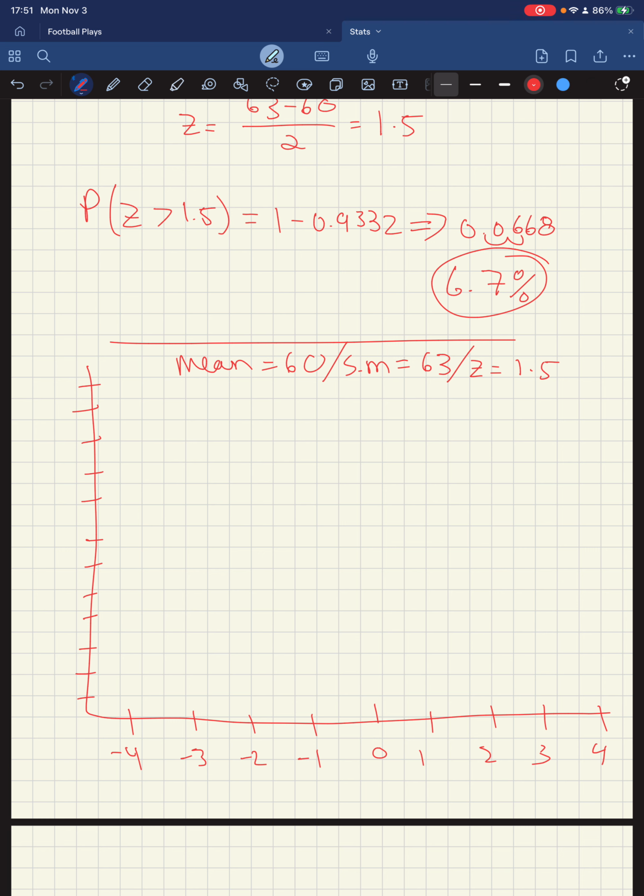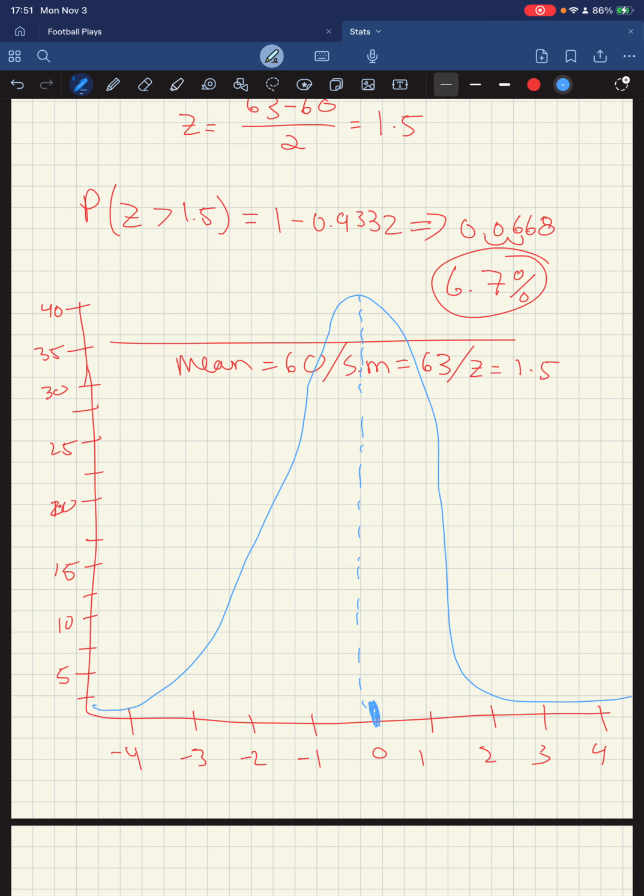All right, and then we will just divide these values by 5, 10, 15, 20, 25, 30, 35, 40. Okay. And we go up to 40 and back down again. And that's supposed to be right there. That's the center. And then 1.5, and our shaded area is all that right there.